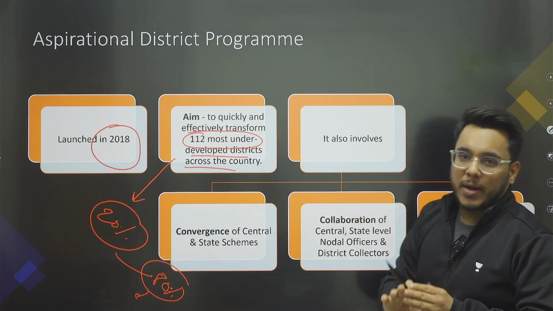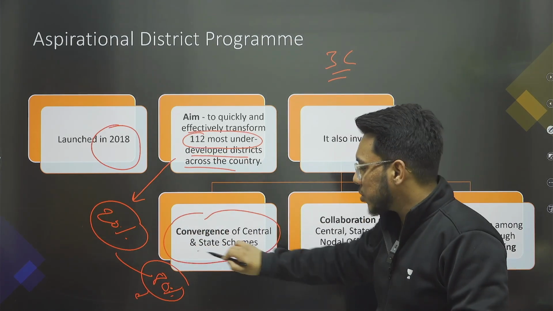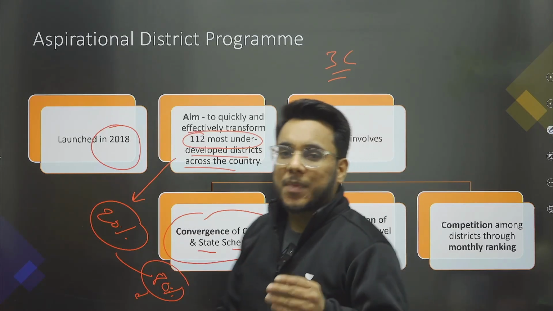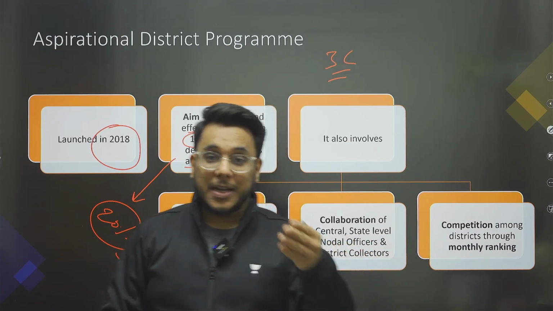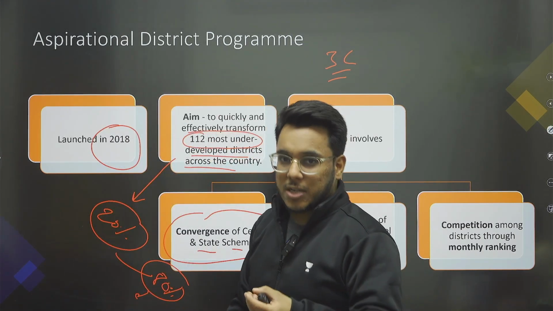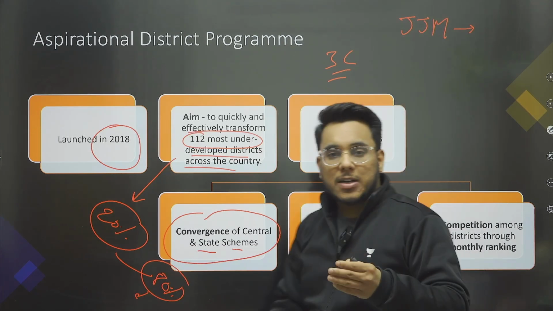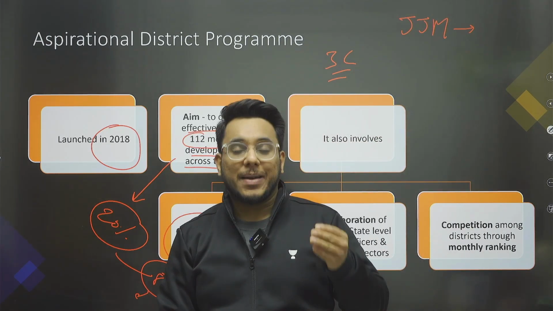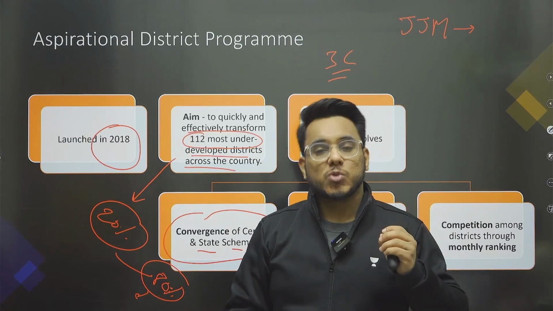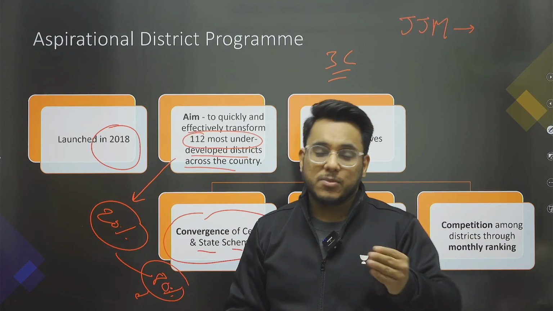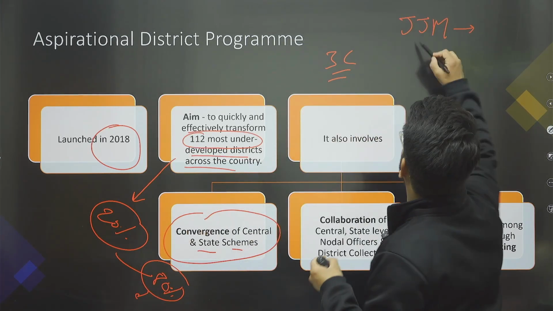Now this particular programme is focused on the 3C philosophy. What are these 3Cs? Convergence of central and state government schemes. Guys, see, many schemes the government is operating aim to provide different kinds of services. For example, there is the Jal Jeevan Mission, which aims to provide functional household tap connections by 2024. Then there is the Swachh Bharat Mission, which aims to provide toilets and reduce open defecation.